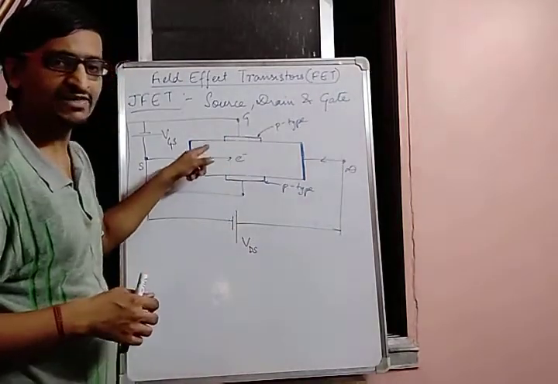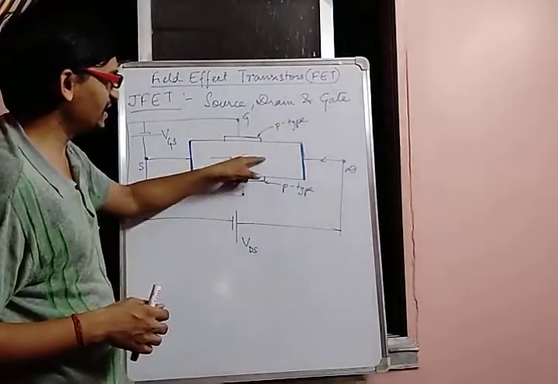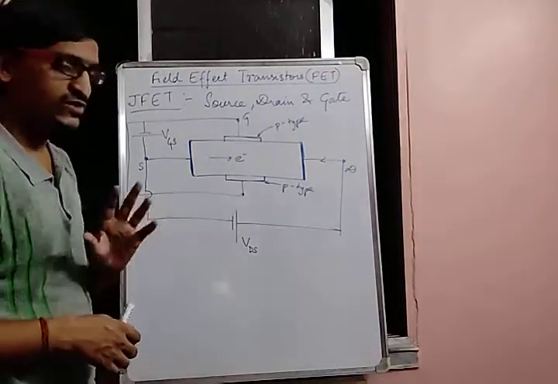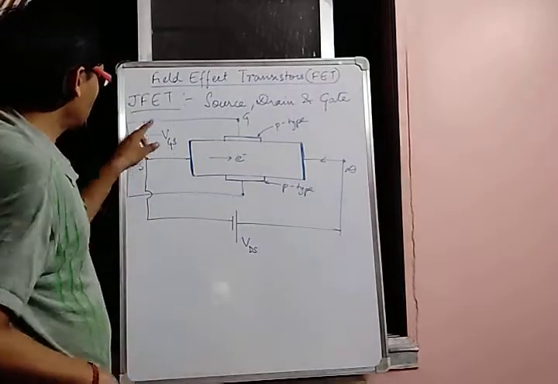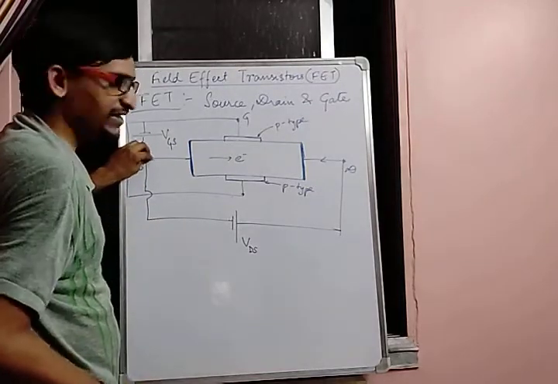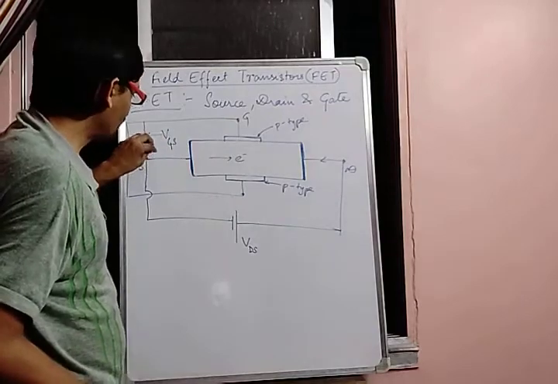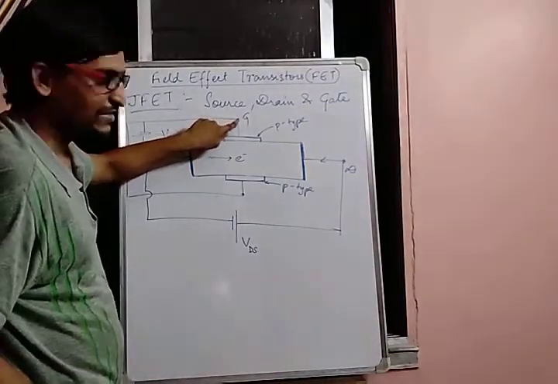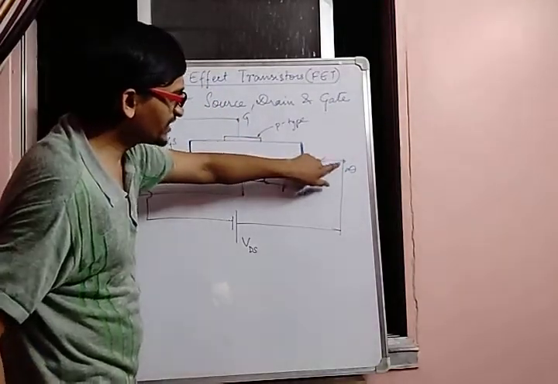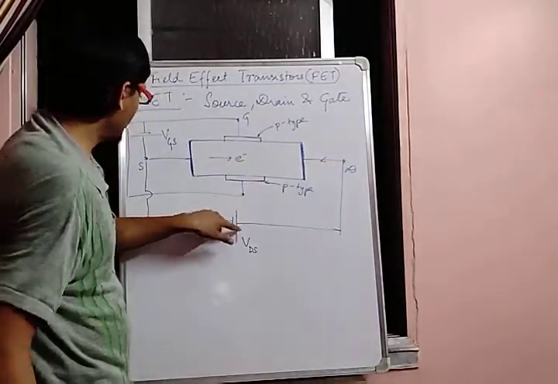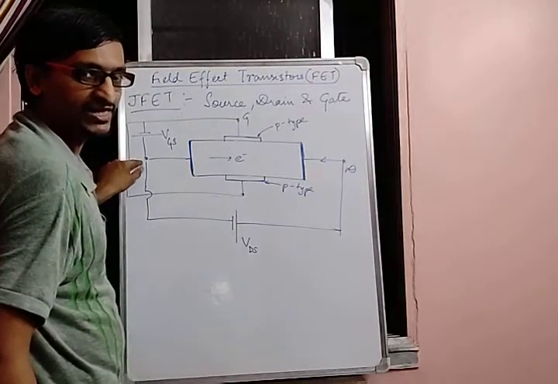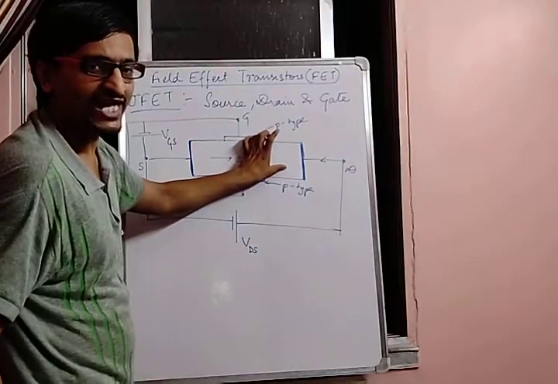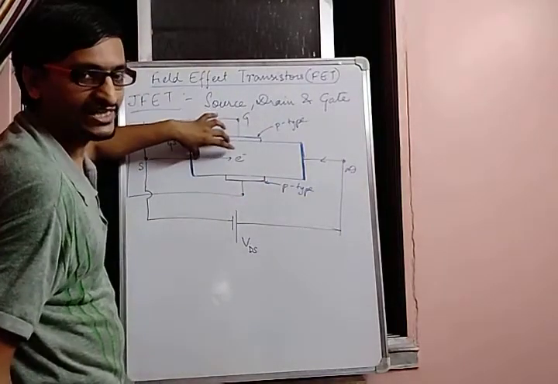A depletion region will be created, and this depletion region will extend into the semiconductor bar. But one thing you notice: the voltage of the source terminal is greater than that of the gate terminal. Again, the voltage of the drain terminal is greater than the voltage of the source terminal. That means this side is more reverse biased as compared to this side.